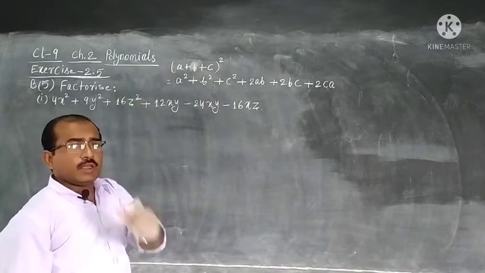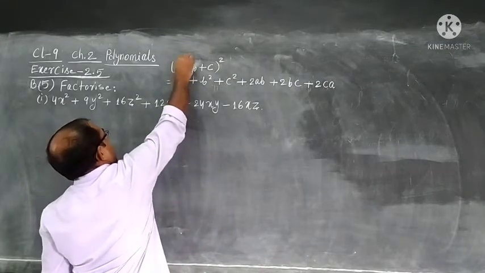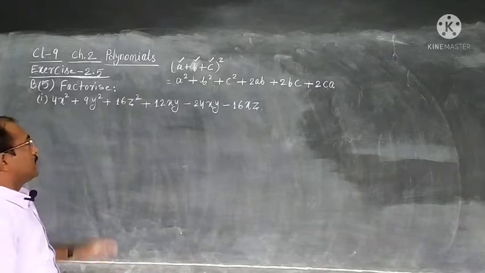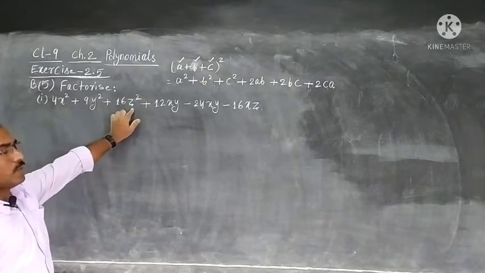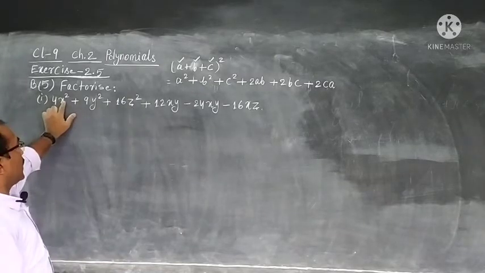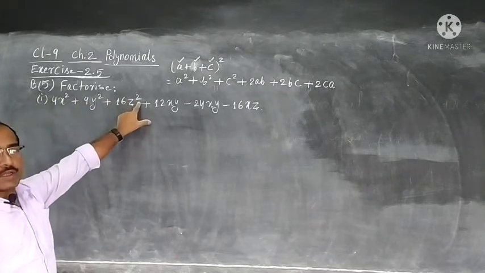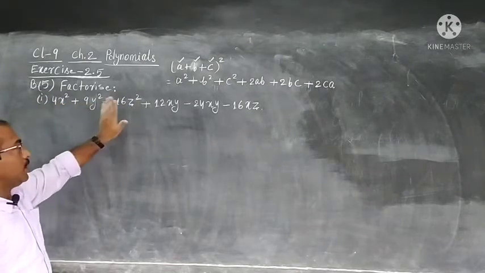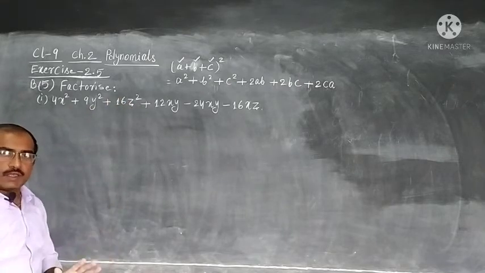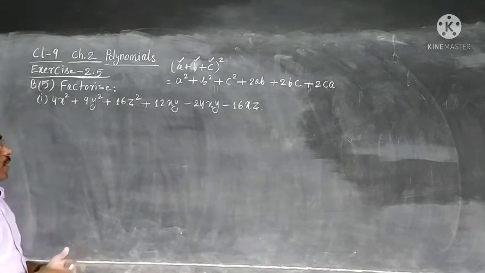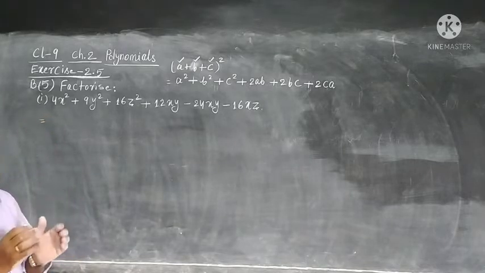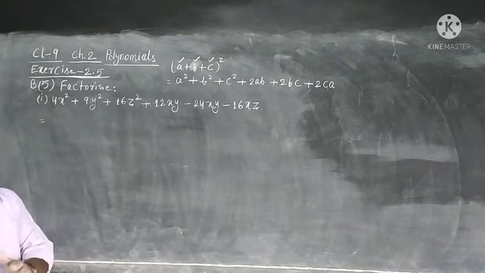So what do we need? We need these three terms a, b and c. From where will we get them? From these square terms we will get. We can see square, square, square from these three. So one will give us a, another one will give b, and the last one will give us c. Now let us think how we will get that three terms a, b and c.